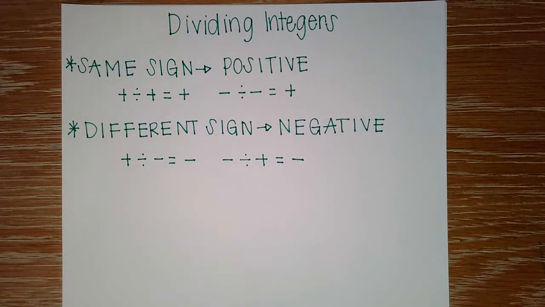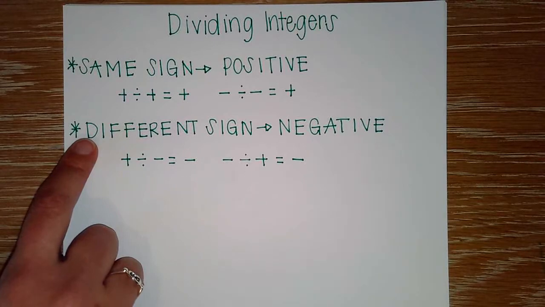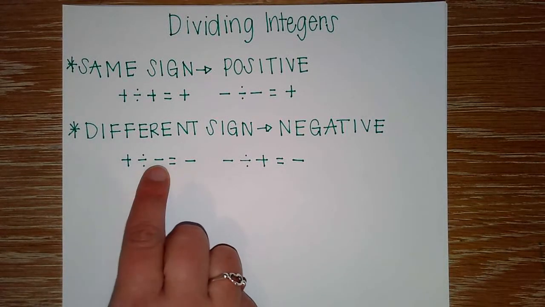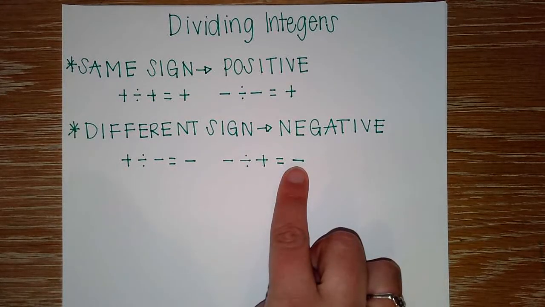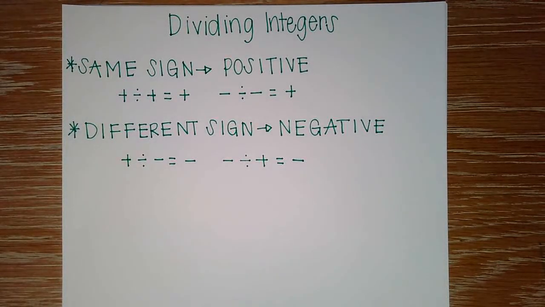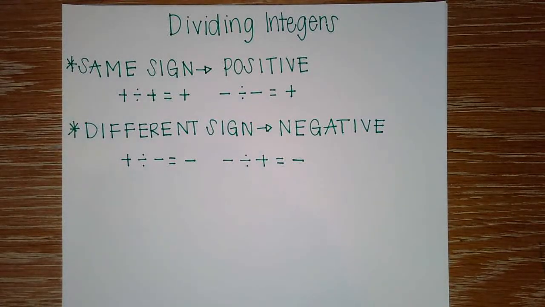Our second rule is that when we have different signs, our quotient will be negative. So if we're dividing positive divided by negative or negative divided by positive, in both situations, because we have different symbols for our dividend and our divisor, we will have negative quotients.